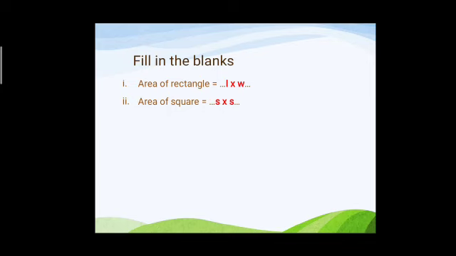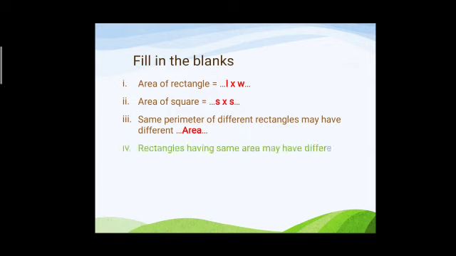So students, let's do one more activity. Fill in the blanks. Area of a rectangle is equal to length into width. Area of a square is equal to side into side. Same perimeter of different rectangles may have different areas, and rectangles having the same area may have different perimeters. Square unit is the unit of area.